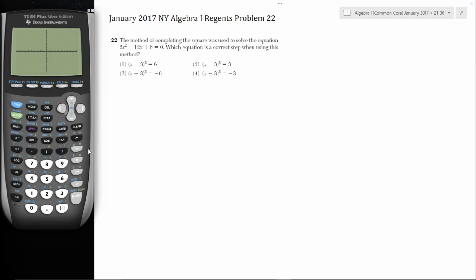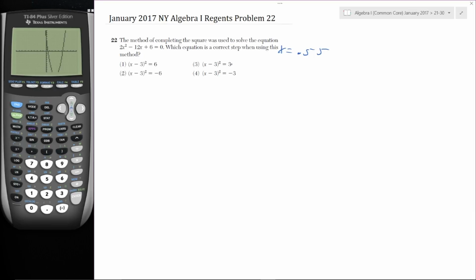It looks like there's a root of, so second calc, I'm going to calculate the zero. Enter. Enter. And then I'm going to guess. So around 0.55. Did I plug this in correctly? 2x squared minus 12x plus 6. Yes. Okay, so x equals 0.55.